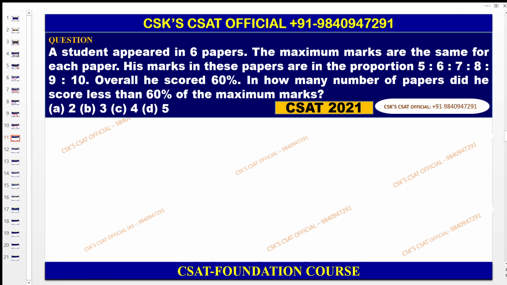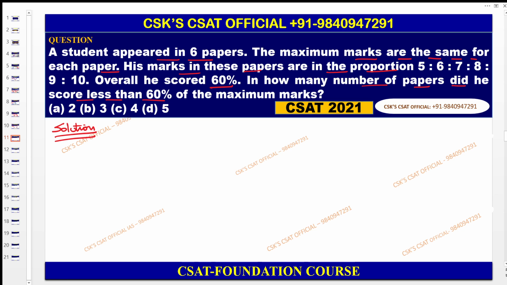In 2023 they are asking you with respect to the combination, how many number of ways, so applied with the permutation combination. Now listen, a student appeared in 6 papers. The maximum mark are the same for each paper. His marks in the papers are in the proportion. Overall he scored 60%. How many number of papers did he score less than 60% of the mark? Okay, we need to find out the less than 60% of the mark now.